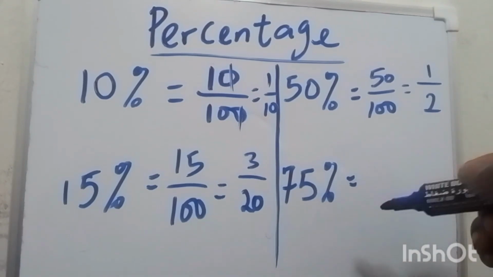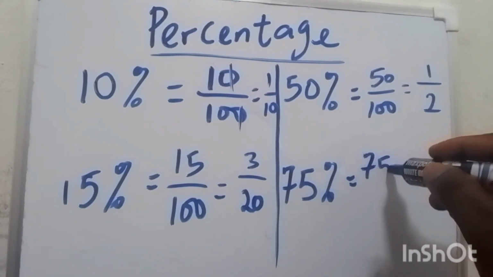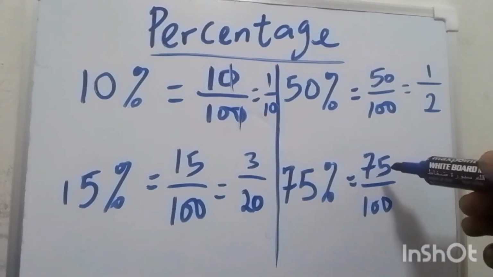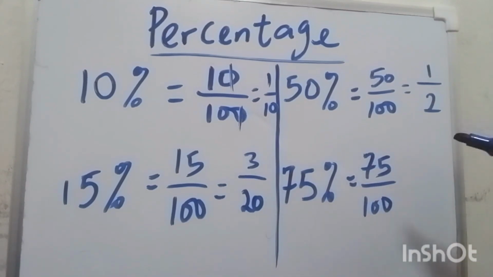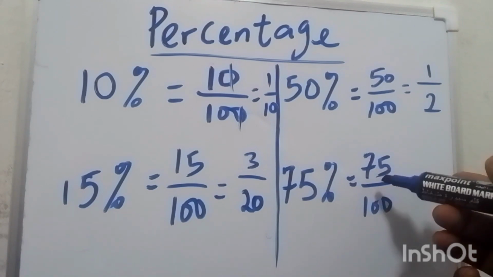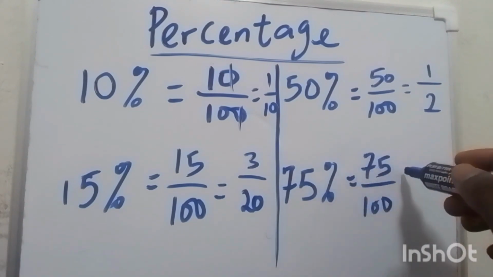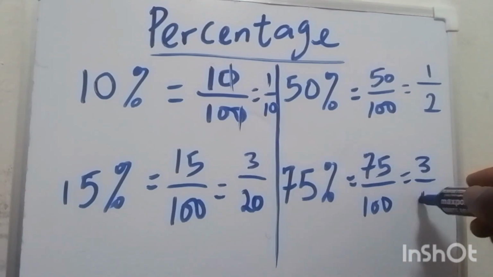Okay, we solve together. 75% simply means 75 over 100. And what is a number that can divide both of them at the same time? We can decide to use 25, right? Yeah, we use 25. 25 divides 75 gives me 3, and 25 divides 100, which gives me 4.